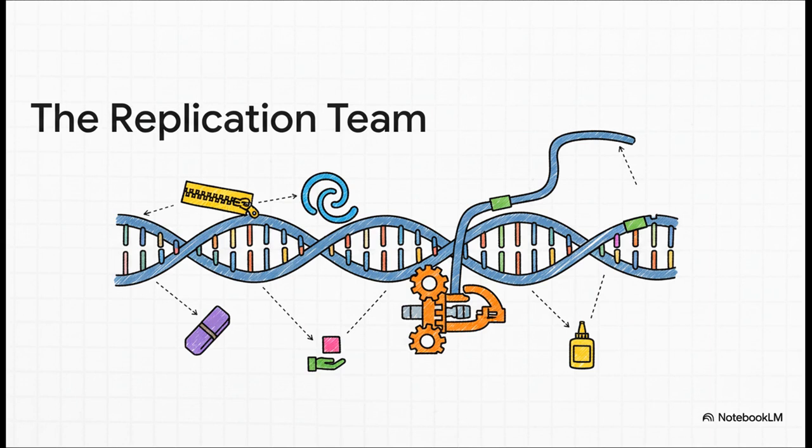You've got helicase, that's the unzipper, topoisomerase runs ahead to relieve the stress of unwinding, primase comes in and lays down a little RNA primer like a starting block. Then you have the star player, DNA polymerase, which actually builds the new strand. RNase H cleans up by removing the primers, and finally DNA ligase is the glue that seals up all the gaps.